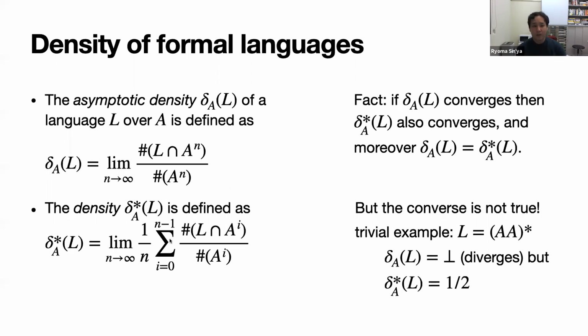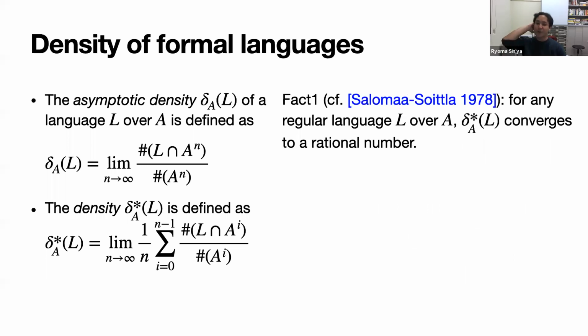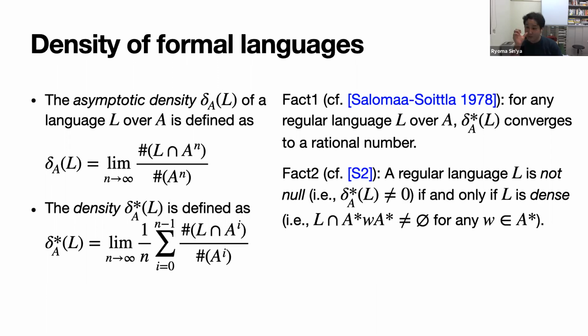Okay, and this density has some very nice properties for regular languages. So here we introduce two pretty facts. The first one is that every regular language L has density, and it is always a rational number. And the second pretty fact is another characterization of non-null regular languages.